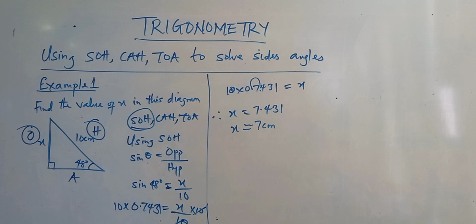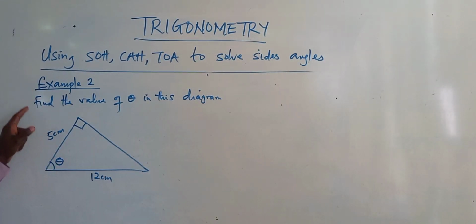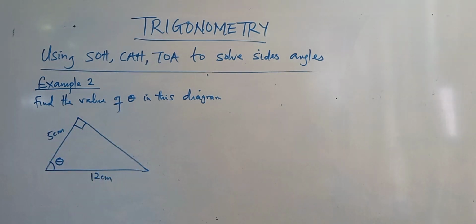Good. Let's go to the second example. All right, this is example 2. So it says find the value of theta in this diagram. So as you can see, the same process. You label the sides first.